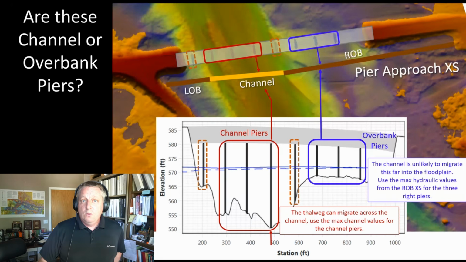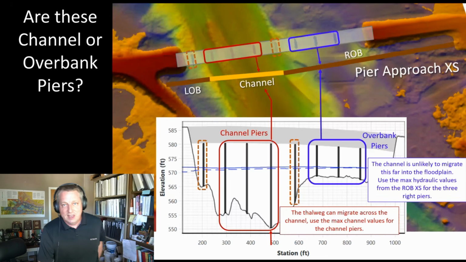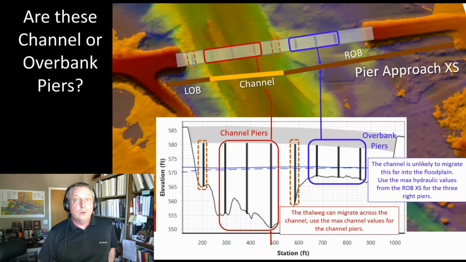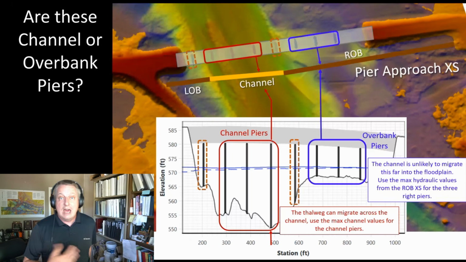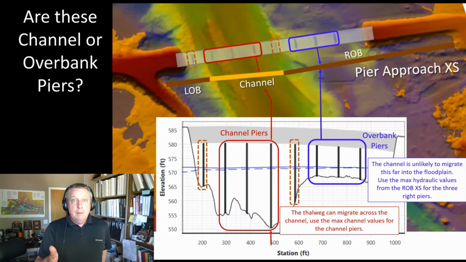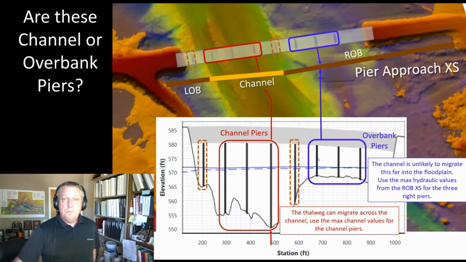But the question you want to ask is, will they remain that way? In soccer coaching, one of the things we tell the kids is that you don't want to play the ball to the player. You want to play the ball to the future. You want to play the ball to where the player is going. And the thing I've learned about bridge scour analysis is you want to do the scour analysis not for where the river is now, but for where the river could be. And so this is practically in the channel. So we're going to use channel hydraulics for that. And this river bends this way, which means that it could migrate into this pier. And so we're going to use channel hydraulics for that as well.